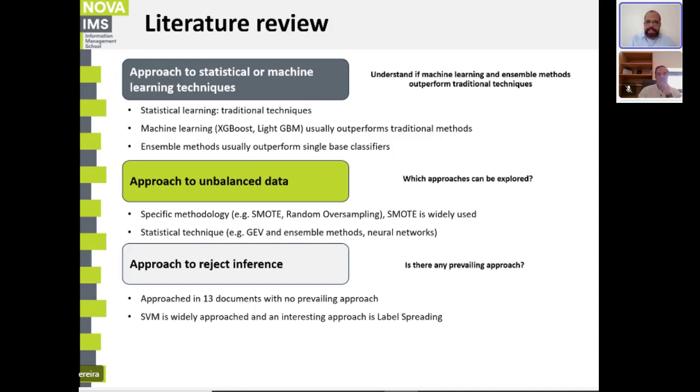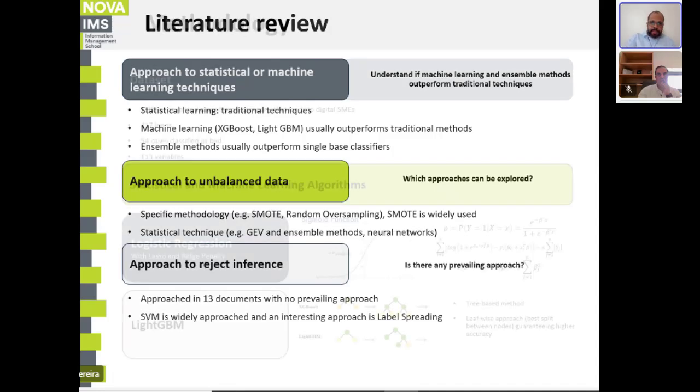And the last point is the approach to reject inference. Is there any prevailing approach? And we see that 13 documents approach that with no prevailing approach. SVMs, so support vector machines, were widely used, but I thought it was more interesting, and I could explain better how I could use label spreading to solve my problem. So that was the whole idea behind it.